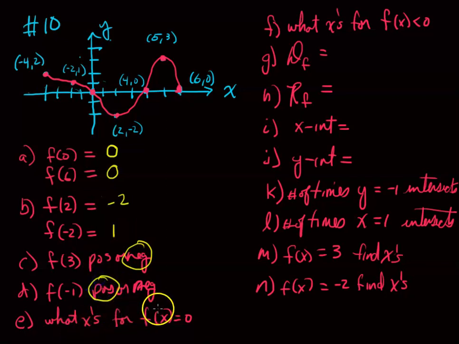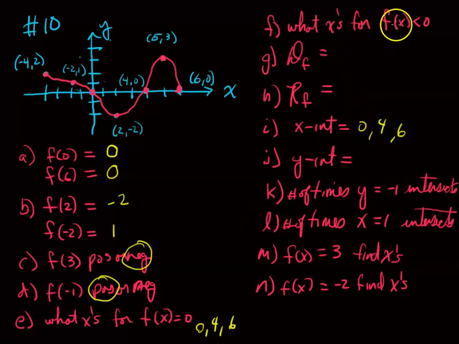What x's for f of x equals 0? Where does f of x, the y value, equal 0? The y value is 0. It's here on the x-axis. These are really the x-intercepts. What x's for f of x equals 0? 0, 4, and 6. I looked ahead. The x-intercepts then are also 0, 4, and 6.